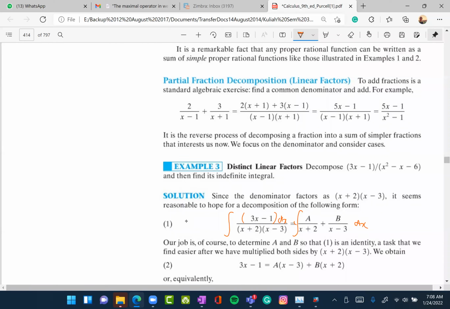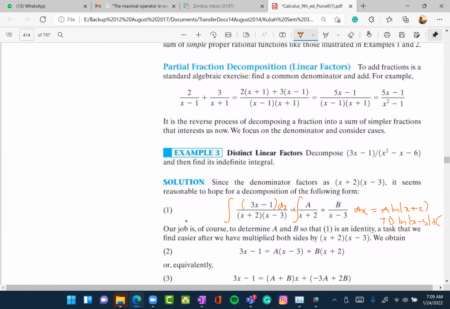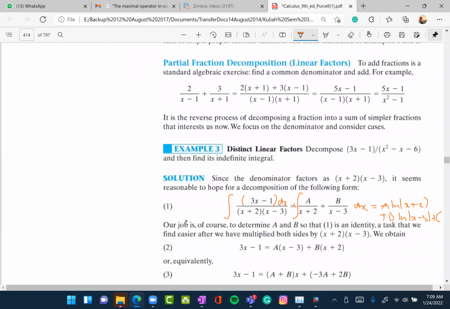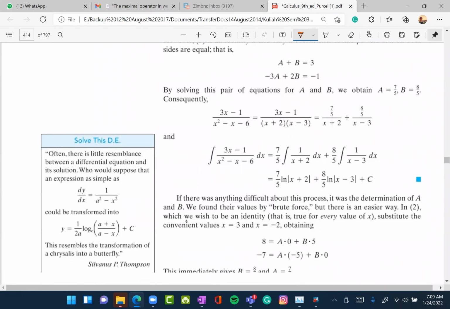because this would give you a times ln plus b times ln. That's the reason why we would like to find that a and b. This is called the partial fraction decompositions. All right, so that's the basic idea. This is the last thing we did, so let's do more on this one.